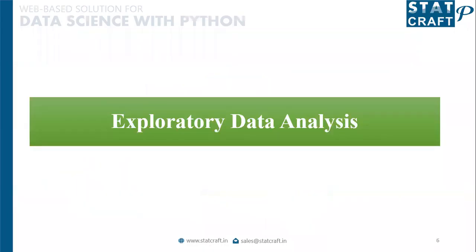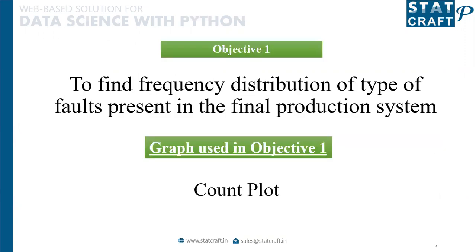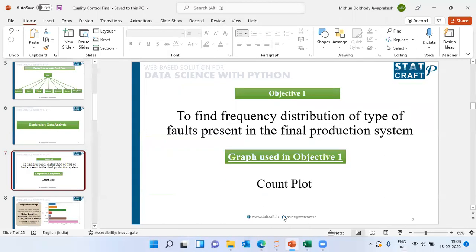One of the first things that we do, even before we jump into machine learning, would be to perform EDA, or what is called exploratory data analysis. What is the objective that we have? The objective here is to find the frequency distribution of the type of fault present in the final production system. The technique that we will be using here is called a count plot. Let me show you how the count plot works in StatCraft.